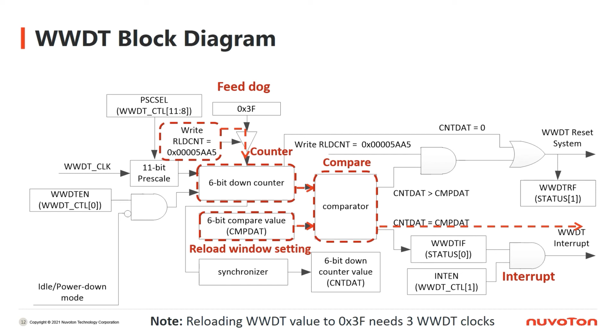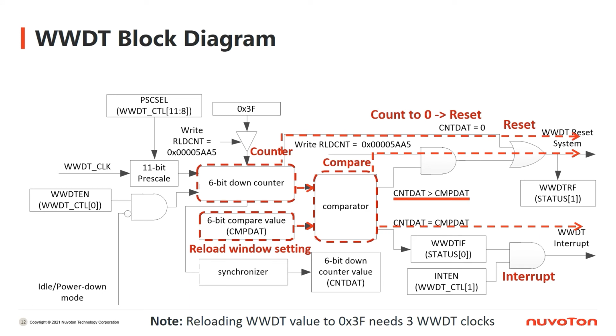When the feed dog behavior happens before reaching the window, which means the counter value is bigger than CMP-DAT value, a reset will be triggered. The same, when time is up, a reset will be triggered as well. Therefore, by this mechanism, WWDT can monitor if the feed-dog behavior happens in the defined window. If the behavior is abnormal, a reset will be triggered to protect the system.